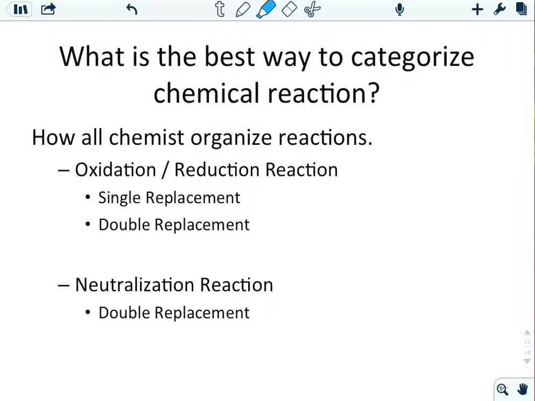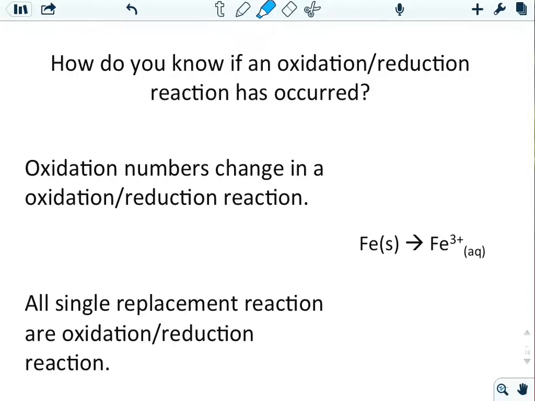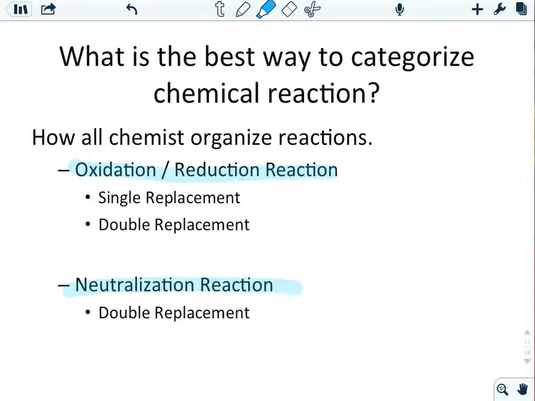Now, what is the best way to categorize chemical reactions? Well, how all chemists organize chemical reactions is through oxidation reduction reactions, and we have neutralization reactions, and here we're also adding in, we'll talk about precipitation reactions, and that's really, again, another form of these. So oxidation reduction usually happens with single replacement reactions and double replacement reactions. Neutralization reactions are always a double replacement reaction. So we're going to look at those.